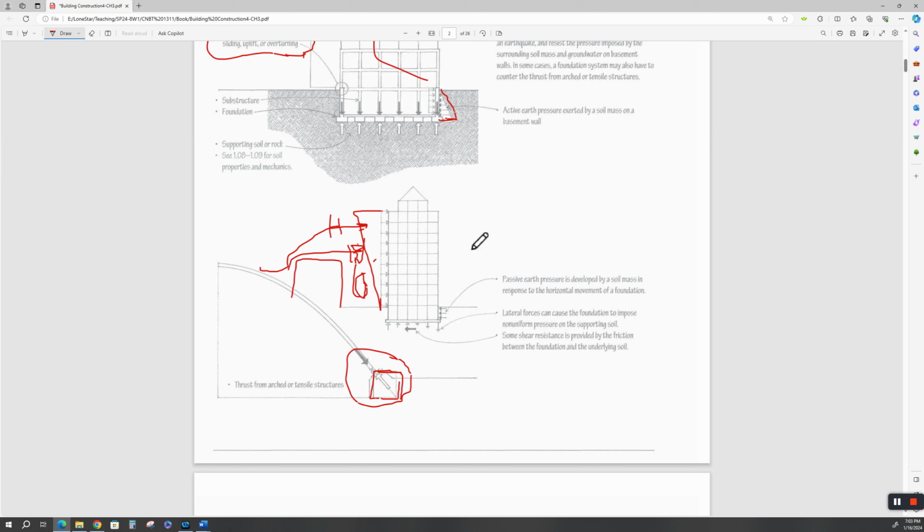Okay? All right. And then, of course, this building's going to want to go that way, and then the foundation is going to want to slide that way, and the resistance of it's got to go that way, so we can stay in what? We can stay in equilibrium. All right, because we don't want the stuff to move, right?